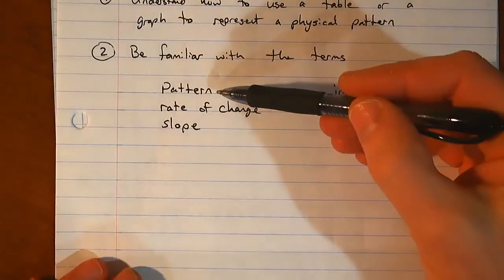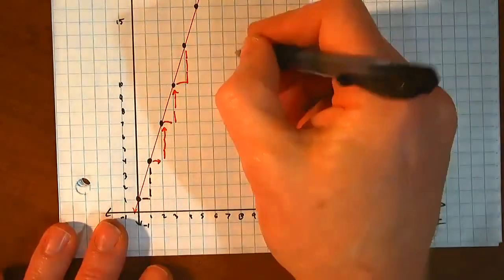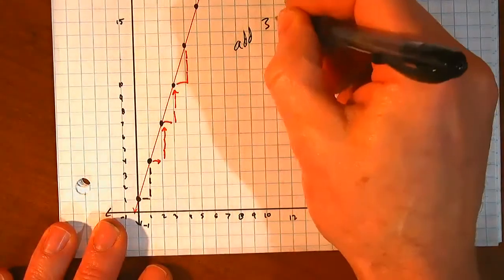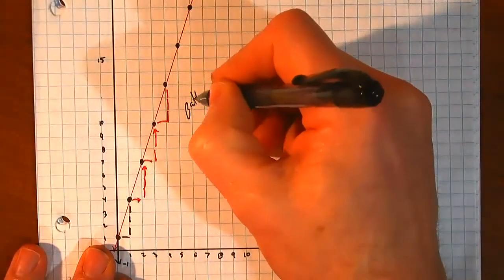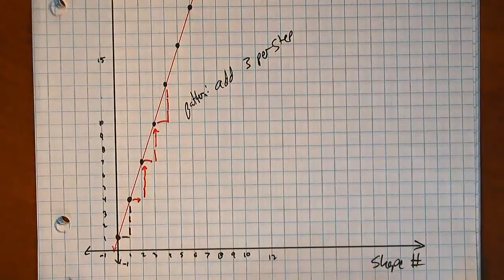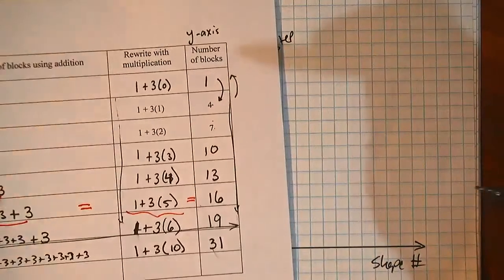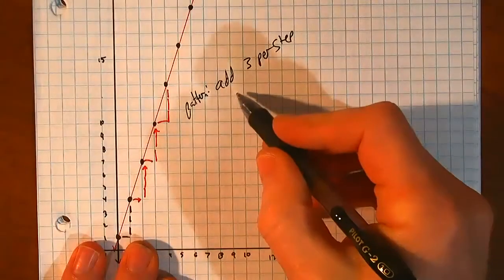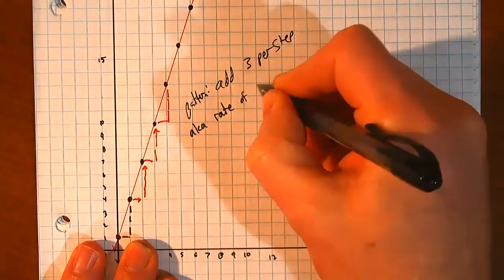And so I want to revisit our vocabulary. Okay, I want you to notice that I've talked about a pattern in this. The pattern was that we were adding on 3 with every step. Okay, that was our pattern. Now, notice though that that's describing the change, right? If somebody said, how are these numbers changing? You would say, well, they're going up by 3 every time. That's how they're changing. So this pattern is also called a rate of change.